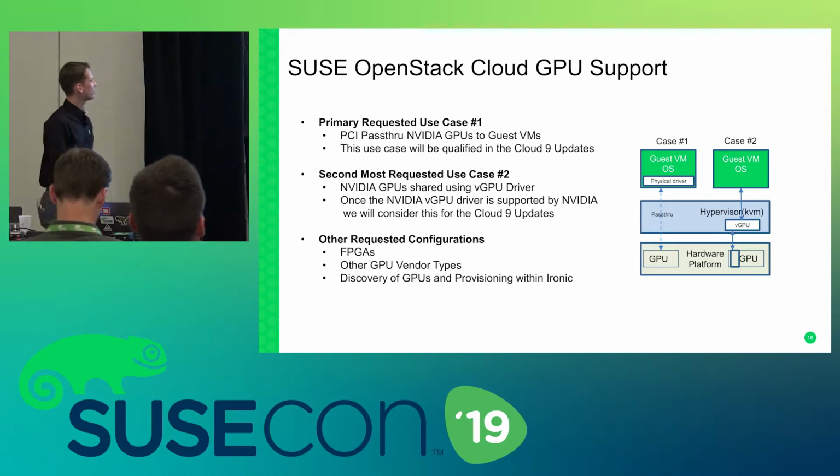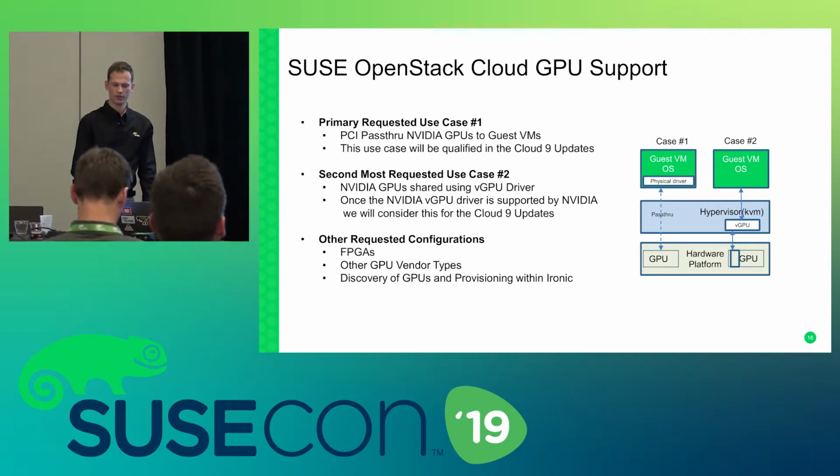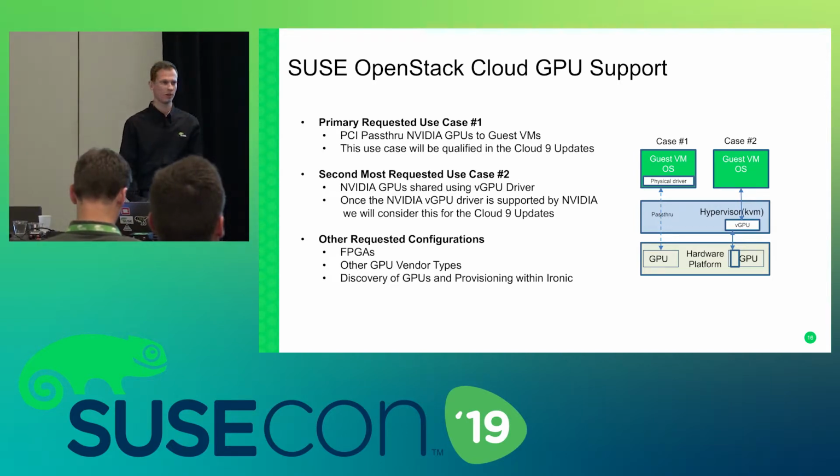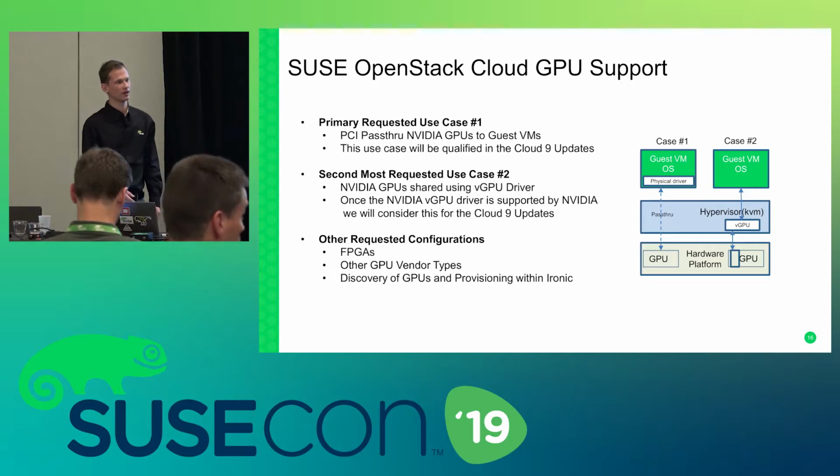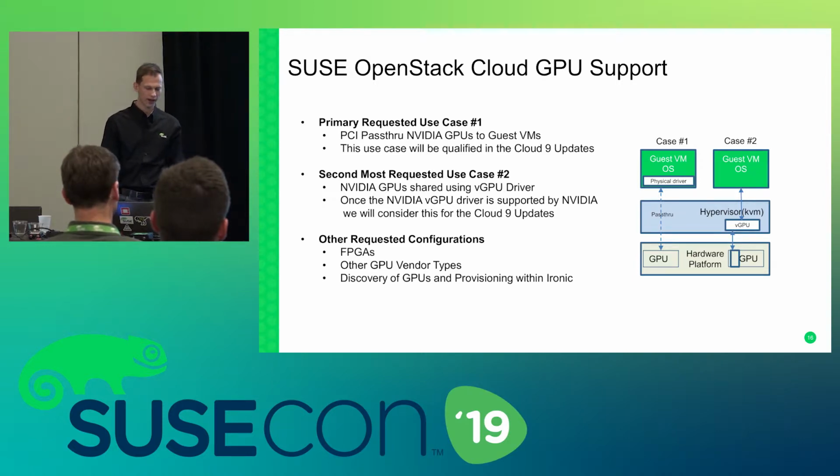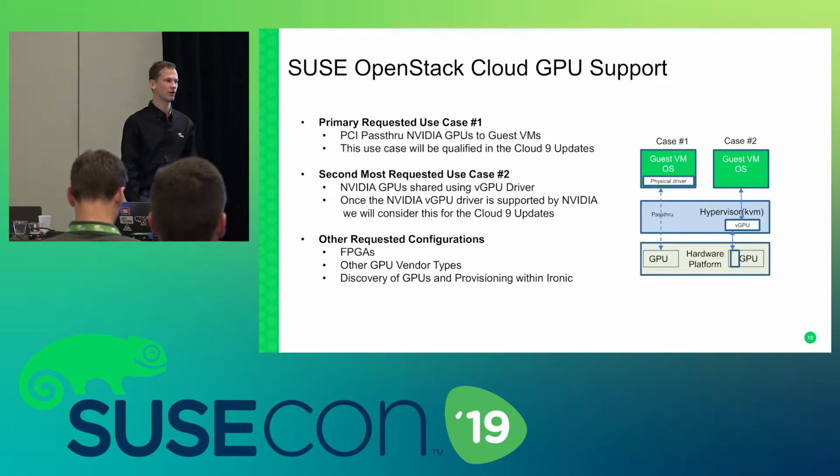The other requested configurations are, for example, FPGAs and other GPU vendors. Is anyone using a different GPU vendor or looking into it? I'm primarily looking into AMD. Okay, that's good feedback. And the third request is that we want to provide discovery and provisioning with Ironic, so bare metal.